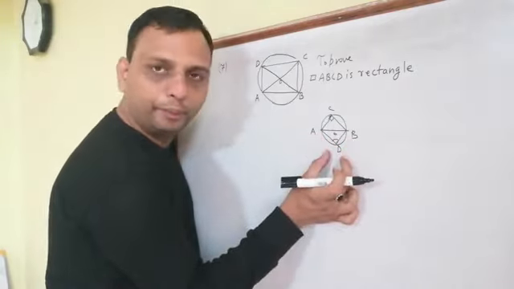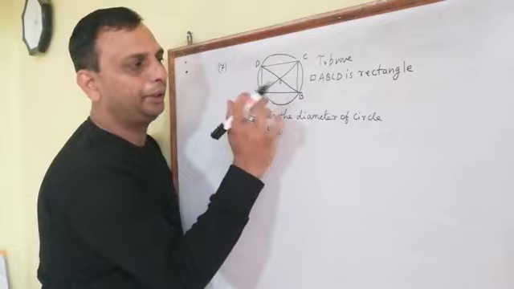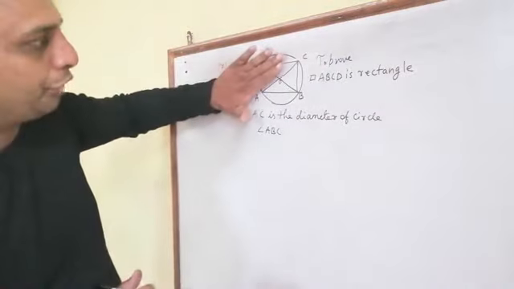This is called angle in the semicircle. This I already explained to you in the previous class. If AC is the diameter of the circle, then angle ABC... if AC is the diameter, which two angles will be 90 degrees?